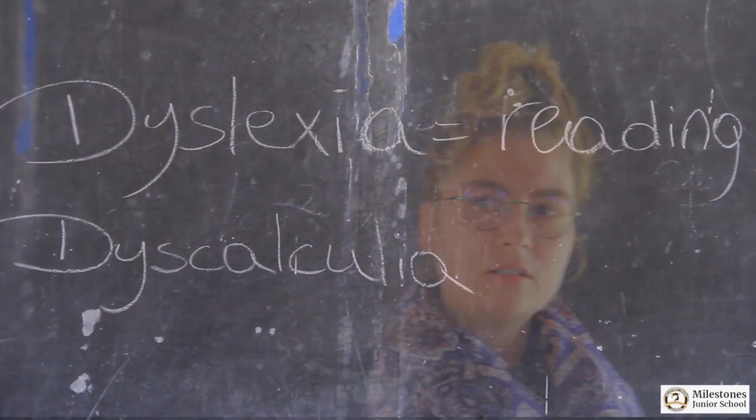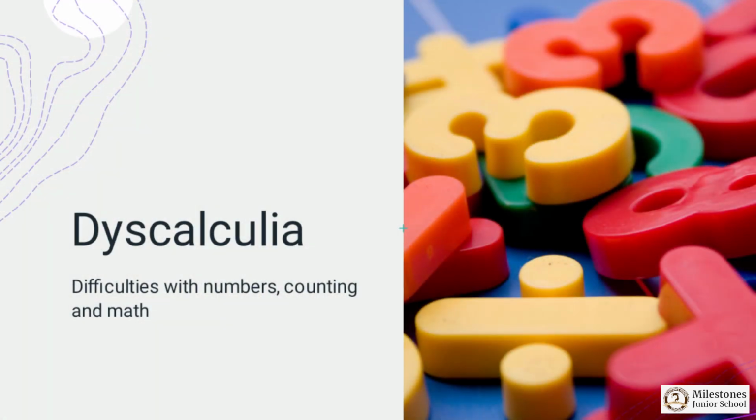So, the next one is dyscalculia. Have you heard about that one? Dyscalculia. It's a complicated word. It just means that some people have trouble with reading and writing, but these people have just trouble with math. So it means the child has problems with numbers, recognizing them, math.